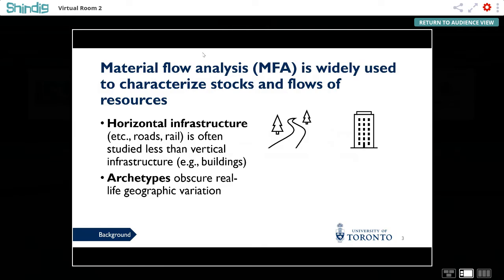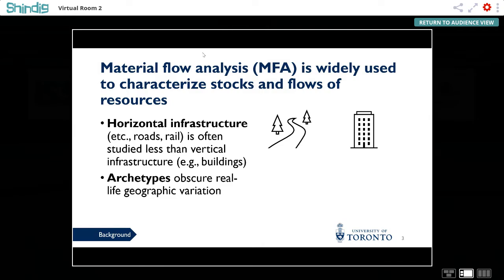However, I'll note that horizontal infrastructure, for example, roads and rail, is often studied less often than vertical infrastructure like buildings. And also that archetypes, which are widely used in MFA work, can obscure real-life geographic variation. And archetypes are basically typical designs that can be used to represent components of infrastructure in order to scale estimates from components to a system or a road network or a built environment or a city, for example.